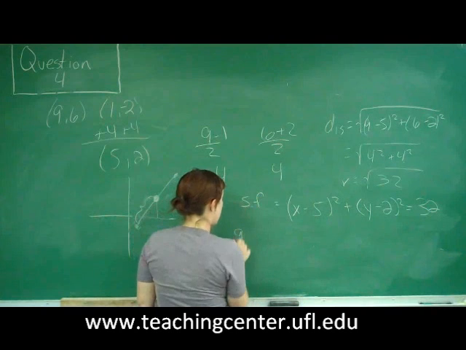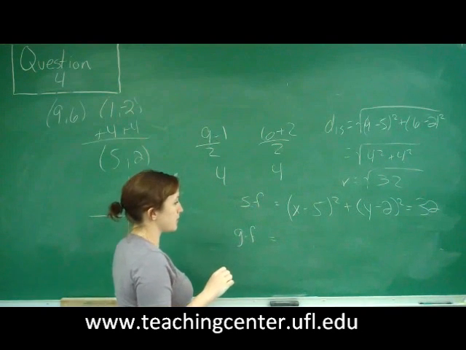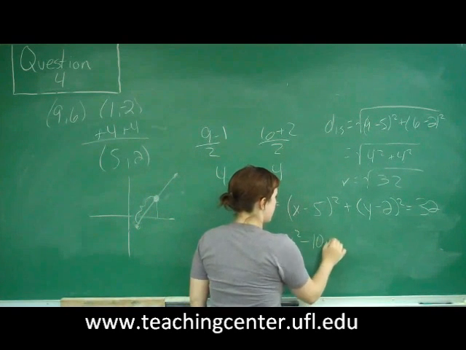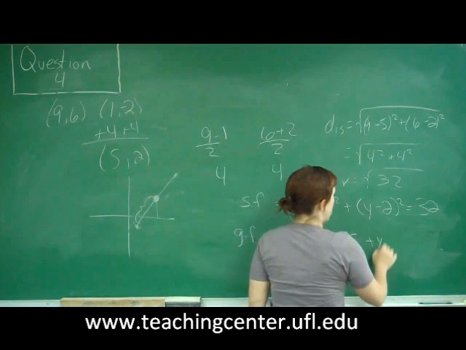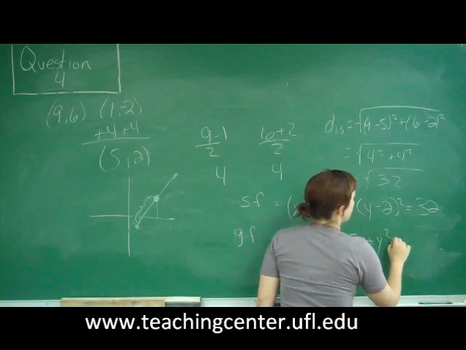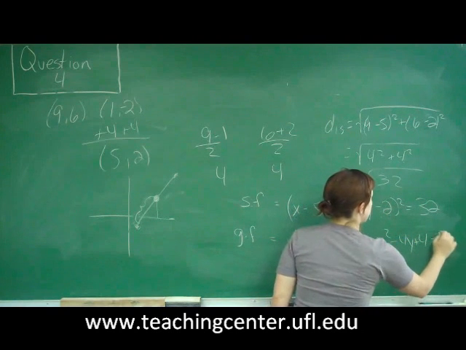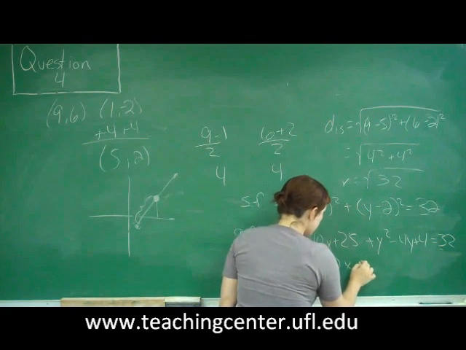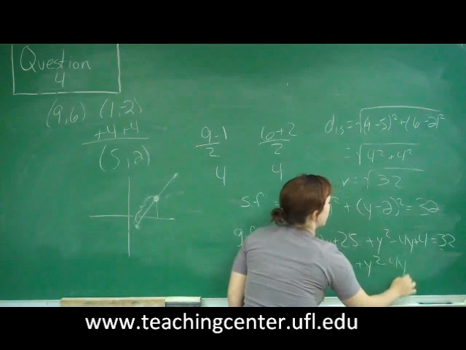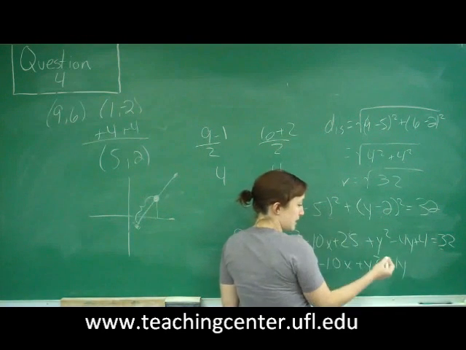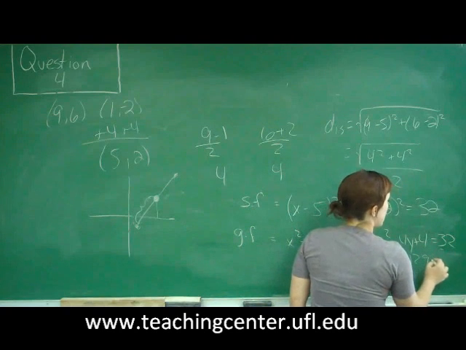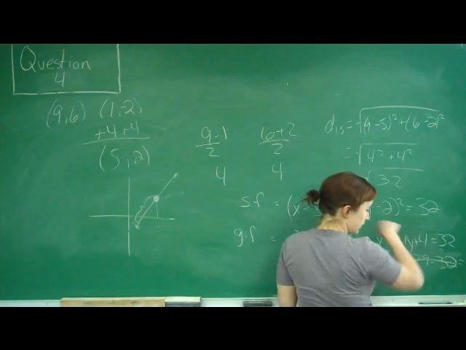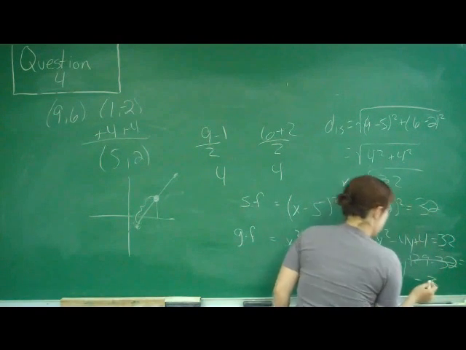And in general form, all we're going to do is square those terms out. So we get x squared minus 5x minus 5x, minus 10x, plus 25, plus y squared minus 2y minus 2y, minus 4y, plus 4 is equal to 32. So we have x squared minus 10x plus y squared minus 4y. 25 plus 4 is 29. And then we're going to subtract 32 over. And we know that the difference between 29 and 32 is 3. So it's going to be minus 3.